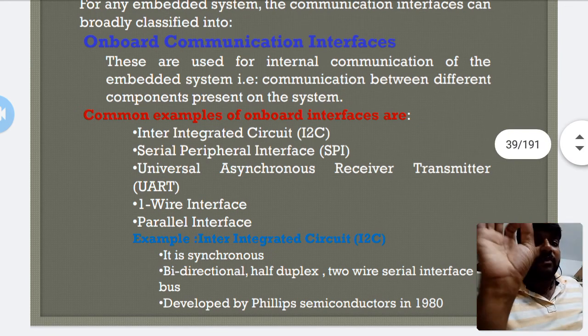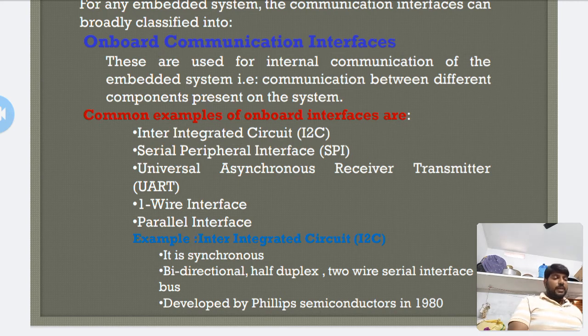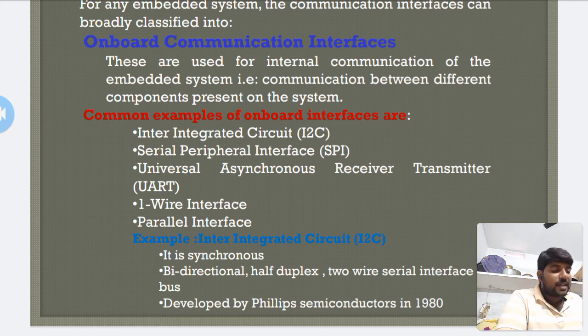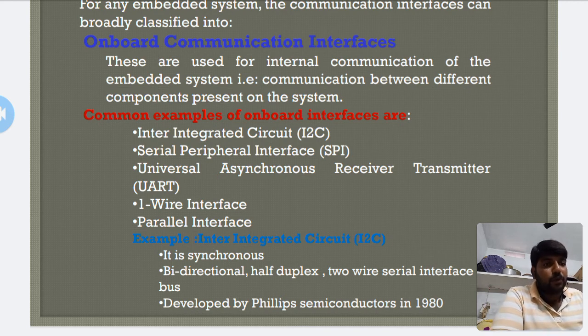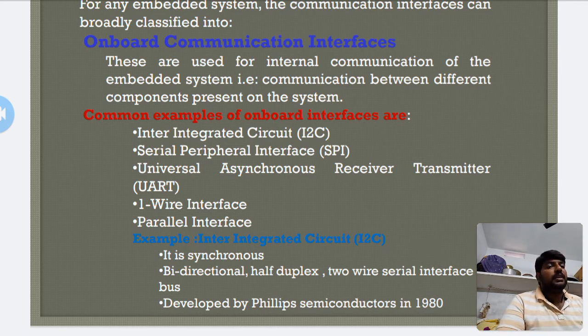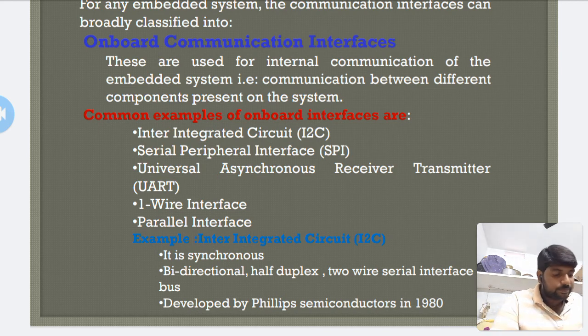Next in the onboard communication interfaces is the one wire interface. The one wire interface is an asynchronous half duplex communication protocol developed by Maxim Dallas Semiconductor. It is also known as the Dallas one wire protocol. Half duplex means once transmitting is completed, then it will receive. It does not transmit and receive simultaneously.